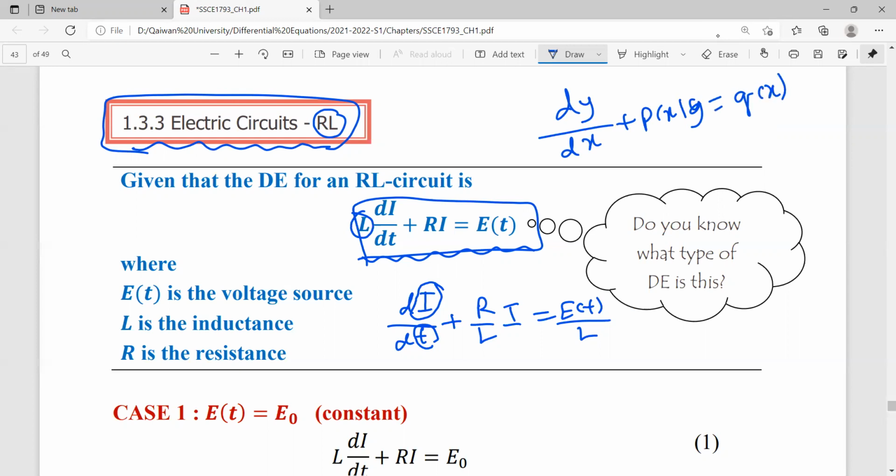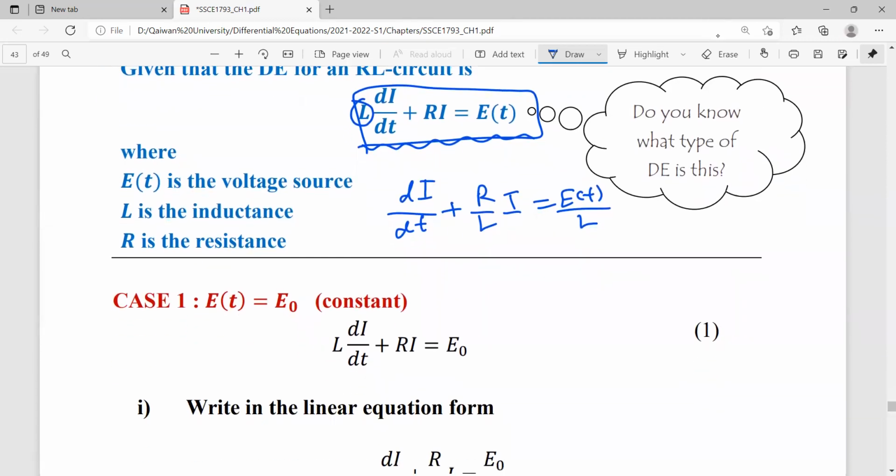Look, in the right hand side, we have only a function of the independent variable. But in the left hand side, we have the first derivative and also p of t times the dependent variable. So this is a linear differential equation. We just solve this linear differential equation for solving problems about electric circuits.